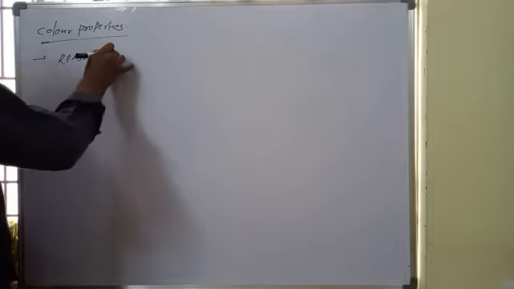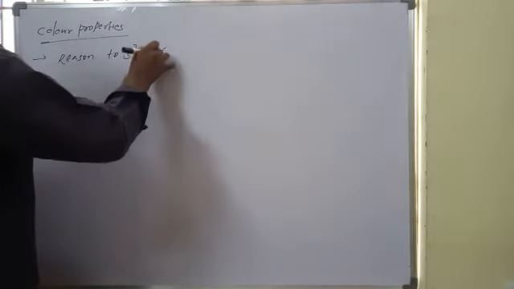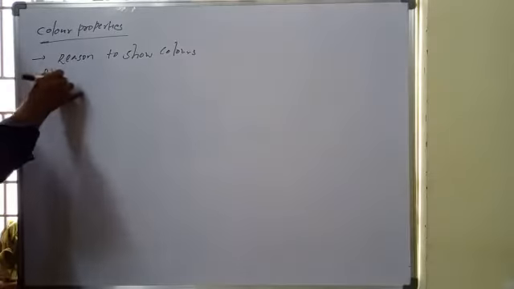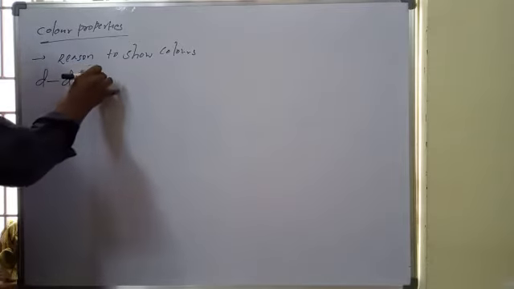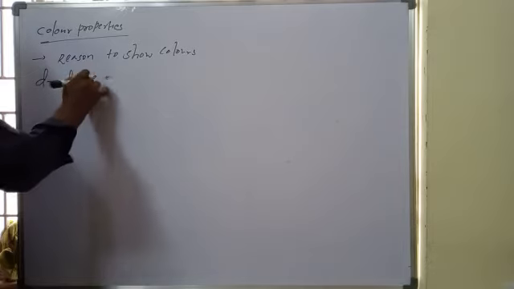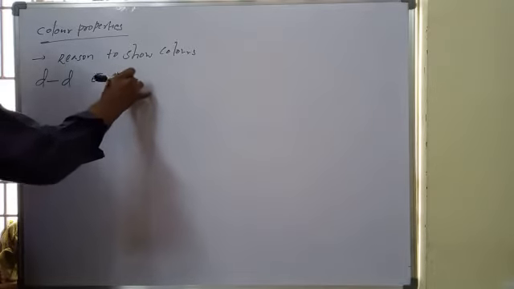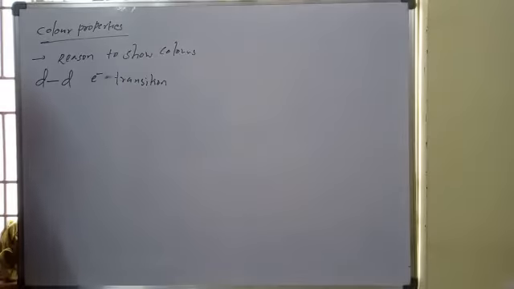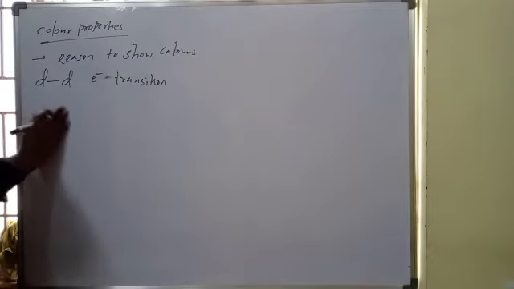The reason for colors is the d to d electron transition. Okay, now the main reason to show colors is the d to d electron transition.